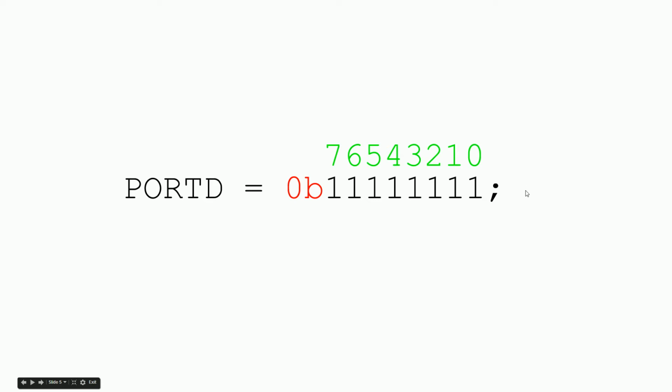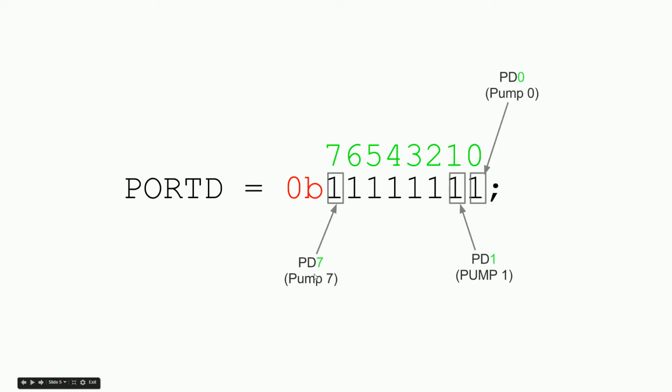So, let's see, I've highlighted it. So here's PD7, that digit there is PD7. And here's PD1, so these are just a couple of random examples. So do you see now why we like to stay in binary mode? It's a lot easier to keep it and see what is underneath our legend here. It's a lot harder to do that when you use decimal.